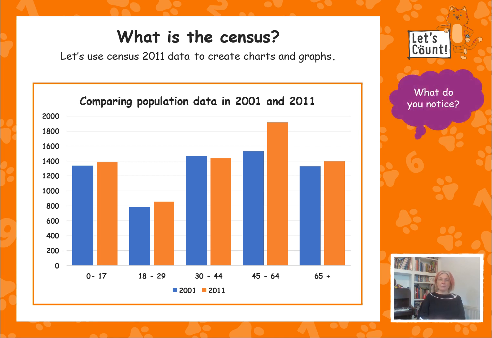The bar chart compares the 2001 data in the blue bars with the 2011 data in the orange bars. And you can see that the age groups for each census are side by side so that we can compare the totals and see which have increased and which have decreased over the 10 years.